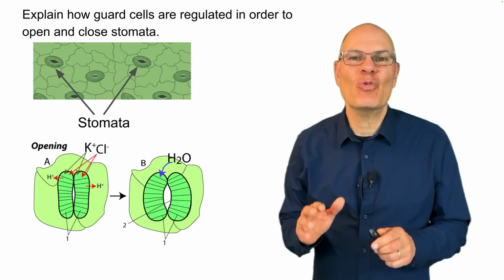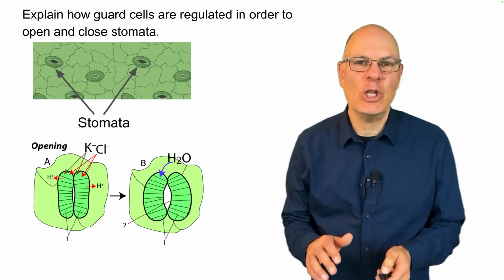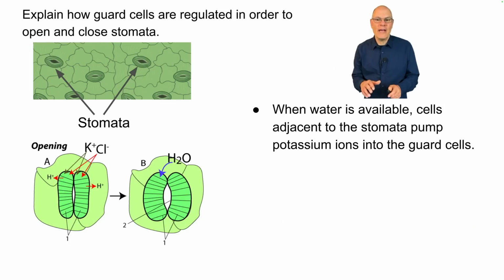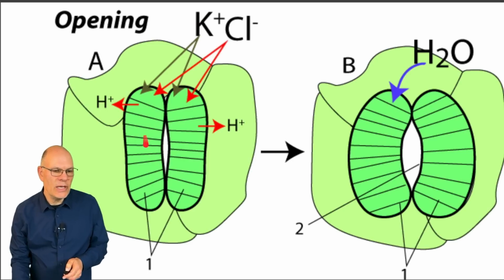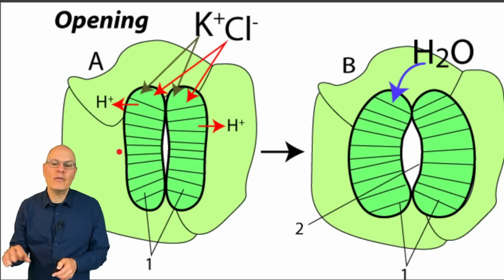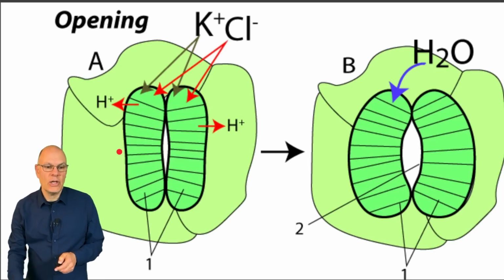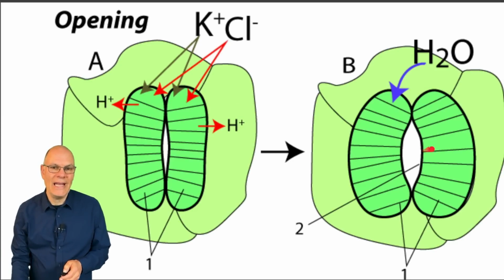Explain how guard cells are regulated in order to open and close the stomata. When water is available, cells adjacent to the stomata pump potassium ions into the guard cells. So we're talking about these cells and these cells, the ones that are adjacent to the guard cell, and they're represented like this over here. The pumping of potassium makes these guard cells hypertonic to the adjacent cells. Water follows by osmosis, causing the guard cells to buckle and open up.